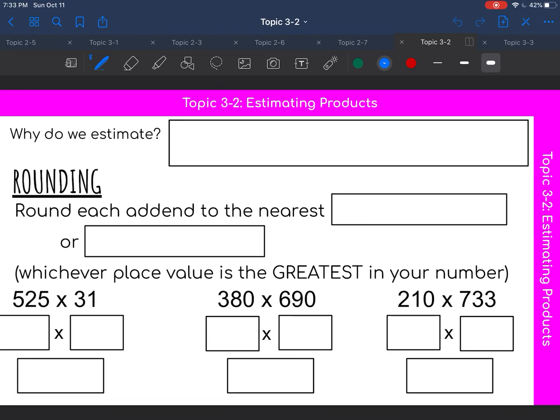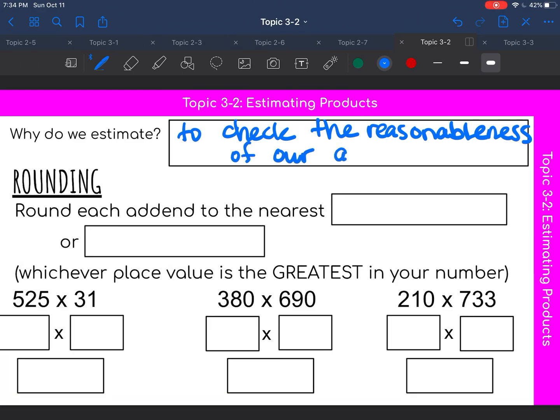We estimate to check the reasonableness of our answer. The reason we do that is because we want to see if our answer makes sense. For example, if we get the answer of 2,500, but then we estimated and got 200, something seems a little off and our answer may not be correct. So we estimate to check the reasonableness of our answer.